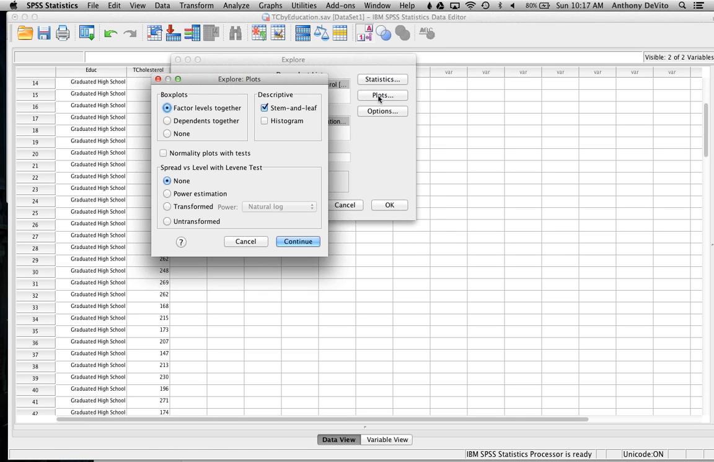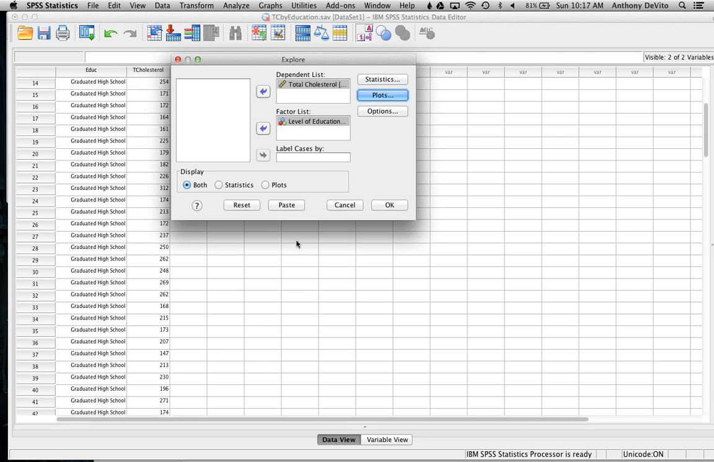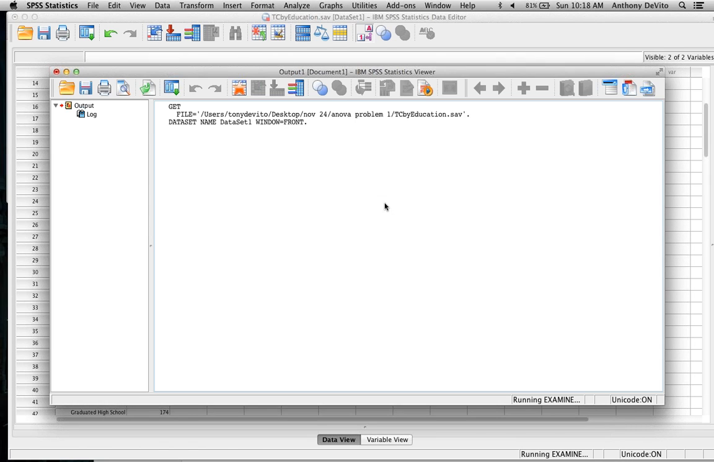And I don't have to go into plots necessarily, because I know that when I use Explore, it's automatically going to give me side-by-side box plots. However, I'm going to check off histogram anyway, just to get a look at whether the data appears to be normally distributed. One of the requirements for analysis of variance is that our original data be roughly normally distributed. Okay, I'm going to go ahead and say OK, display both statistics and plots, and I'm going to click OK.